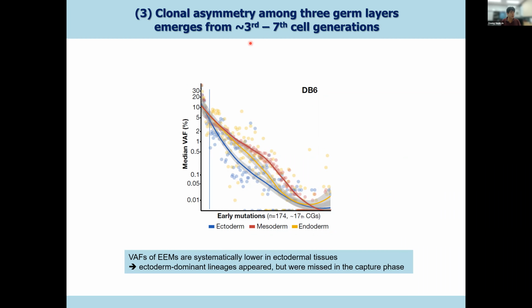And from around the third to seventh cell generation, for mutations that are acquired in this kind of early embryonic stage, it shows some asymmetry between ectoderm and mesoderm and endoderm. So systematically, variant fraction of earlier embryonic mutations are lower in ectodermal tissues. It is again a little bit complicated, but the interpretation is that an ectodermal dominant lineage appeared from this stage, but was missed in the capture phase of our analysis because our phylogenetic trees were mostly derived from mesodermal or endodermal tissues. I don't want to go into much detail here, but we can identify that ectodermal tissues are diverging from the third to seventh cell generation of an embryo.